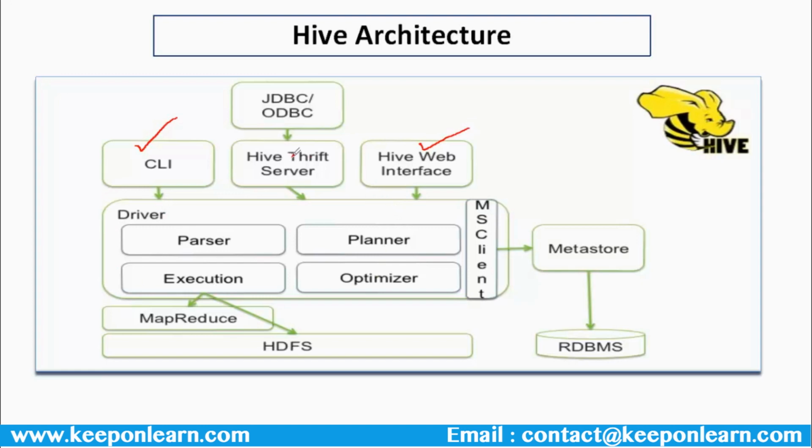The third one is the Thrift server. Using JDBC and ODBC remotely, you can fire your queries, and they will work on top of the Hive core. So these are the three ways you can trigger Hive queries and talk to the Hive engine. Now, what is this driver?